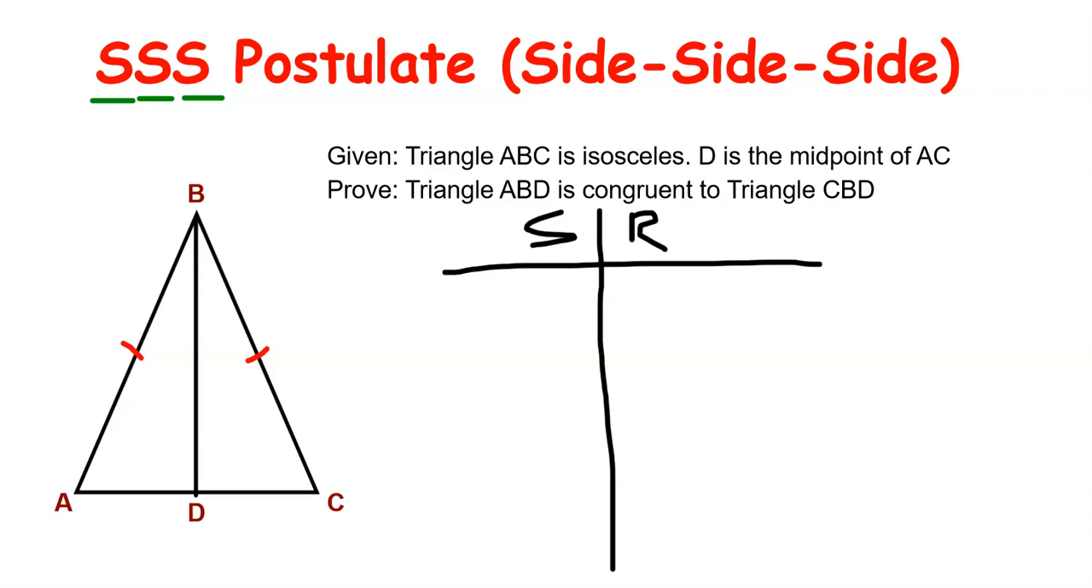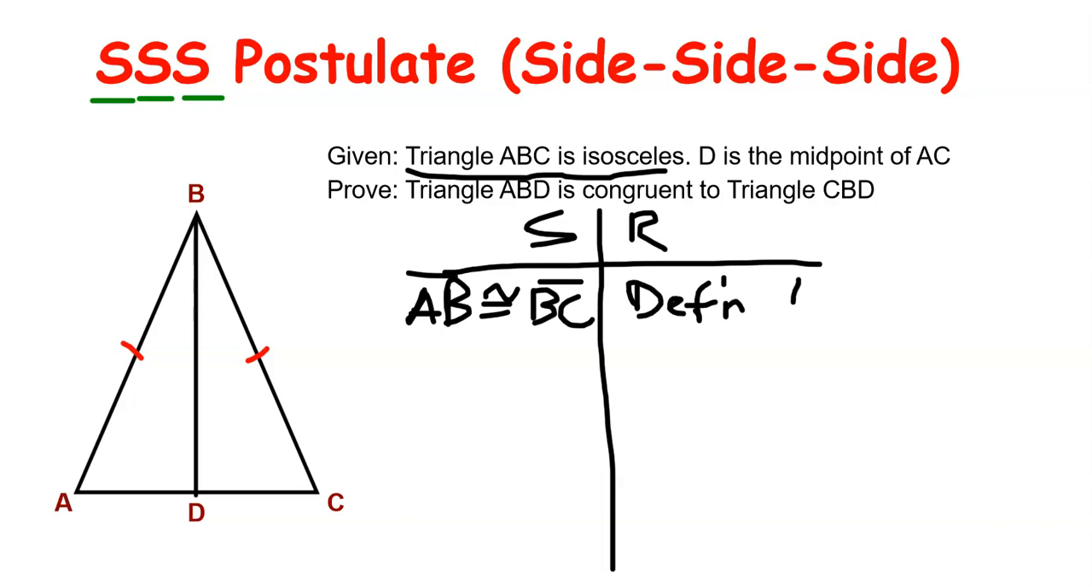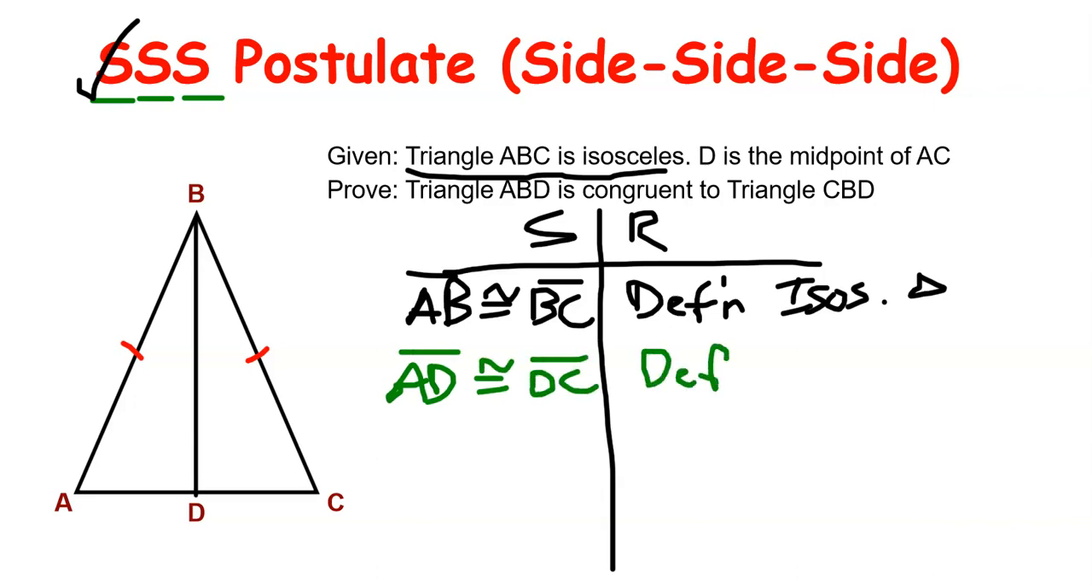Well, if we know that triangle ABC is isosceles, then we know that per the diagram, AB is congruent to BC, because that's part of the definition of an isosceles triangle. Great, that is one set of sides. Side one, check. Next, we know that D is the midpoint of AC, so we know that AD as a segment is congruent to DC, because that's part of the definition of midpoint.